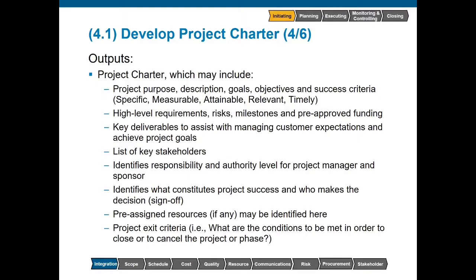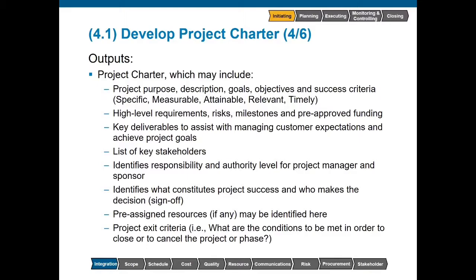The identification of responsibility and authority levels for the project manager and sponsor is very important to delineate at a very early point of the project. If we do not clearly draw a line, eventually, this will become a point of contention and result in a conflict.